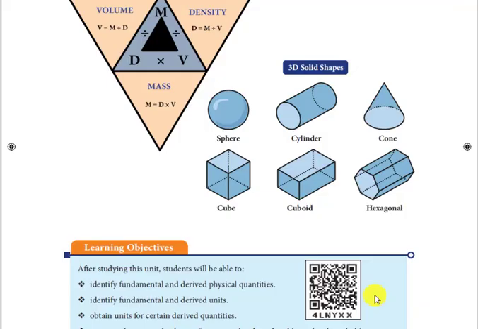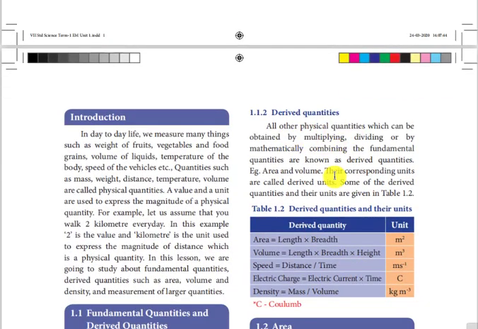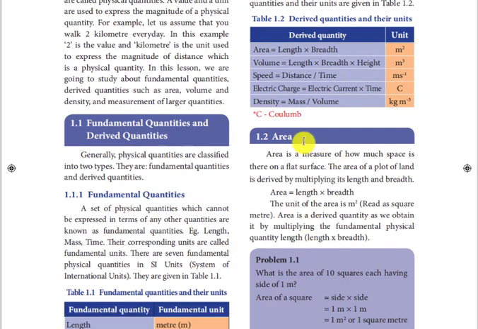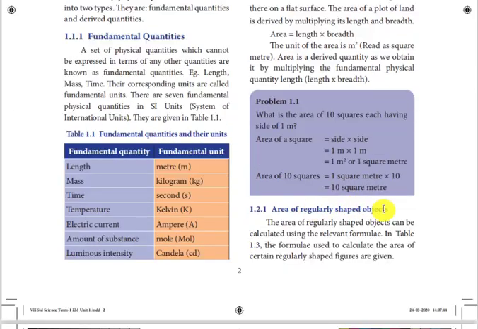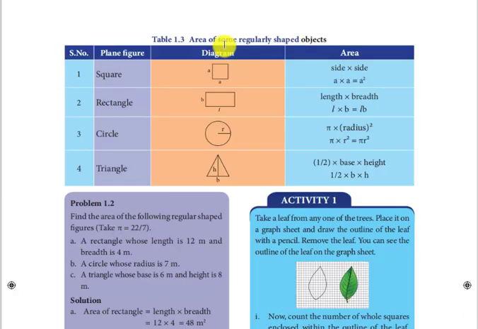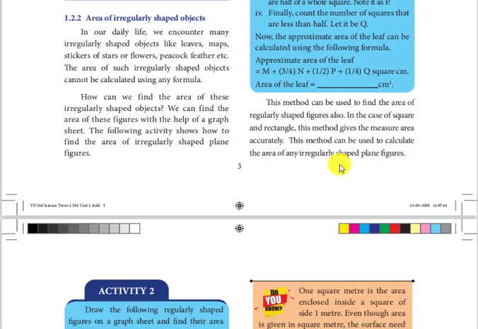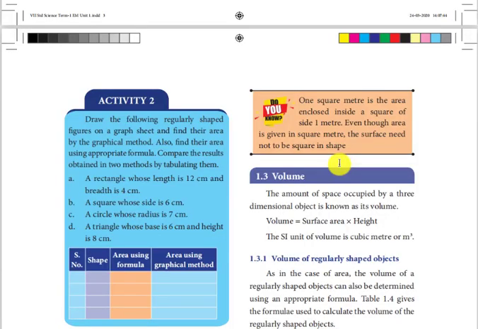Part 2. Let us have a quick check on what we have studied in the previous class. We have studied derived quantities, fundamental quantities, and how to find the area of regularly shaped objects and irregularly shaped objects. We studied the area of some regularly shaped objects, that is square, rectangle, circle, triangle, is it not? And we have calculated the area of related regular objects, is it not? You have to remember how to find the area of irregularly shaped objects, is it not? With this introduction, let us enter into the next part of the session.